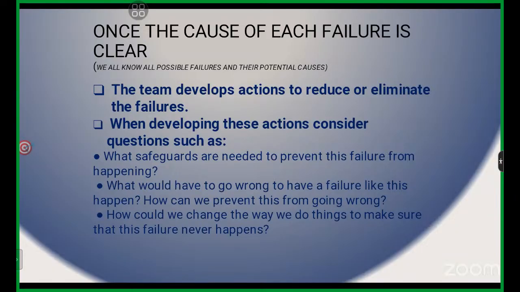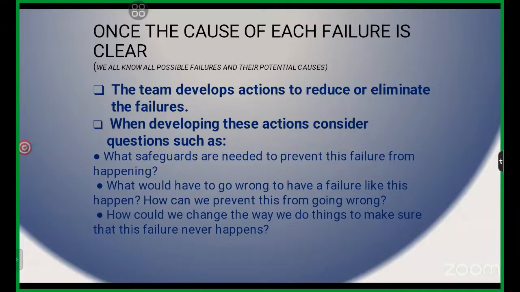Once the cause of each failure is clear, you've learned about those failures and you've known all possible failures and their potential causes, then your team will develop actions to reduce or eliminate the failures. When developing these actions, consider questions such as, what safeguards are needed to prevent this failure from happening?